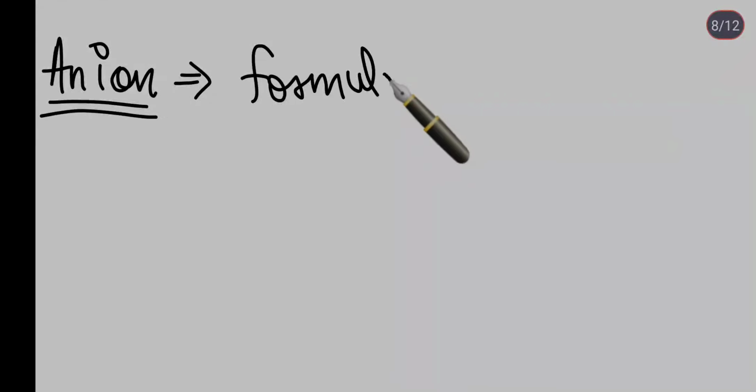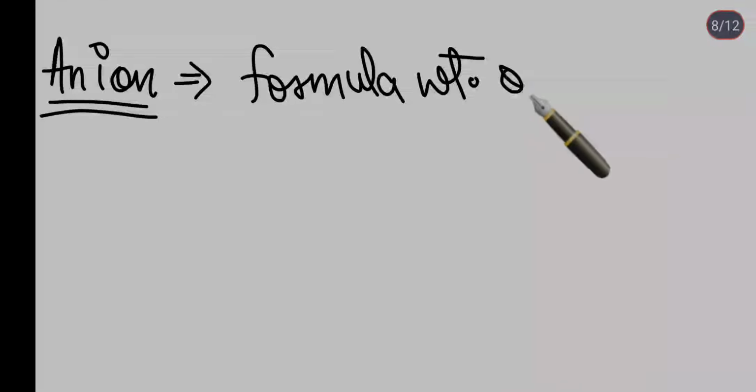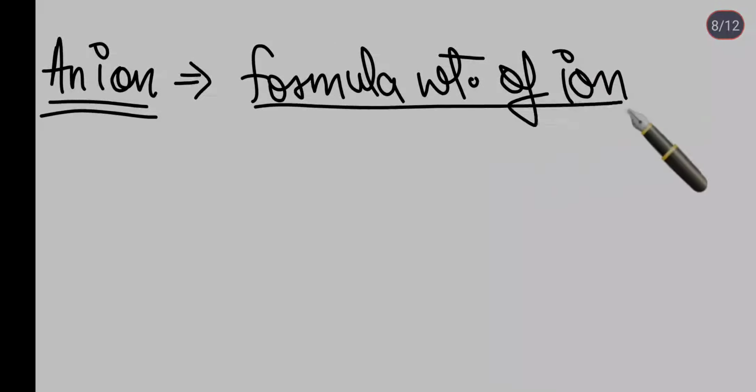Now the equivalent weight with respect to an anion. The equivalent weight of an anion is the formula weight of the ion upon the charge of the ion.